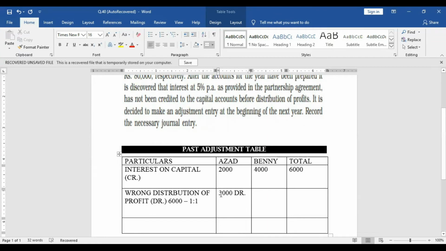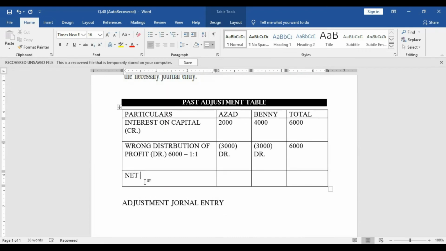Since it is an item which has to be subtracted from the credit item, we will show it within the bracket. And for Benny also, it is 3,000. This also has to be subtracted from the credit item. Now the net effect on partner capital will be 1,000 rupees Azad capital account debit and 1,000 rupees Benny capital account credit.